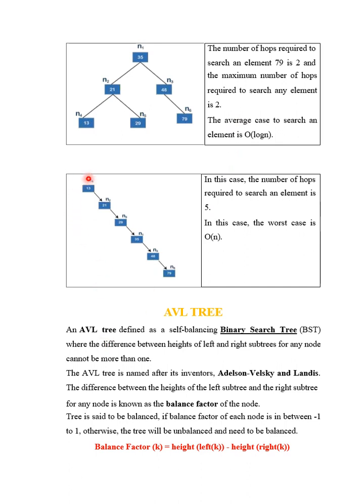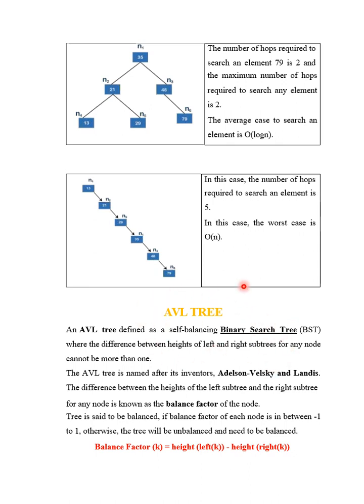But consider this case. In this case, the number of hops required is 5. So it is the worst case complexity of order of n. However many nodes there are, you have to search that many times. So the worst case complexity is order of n. To avoid this computational overhead, we are going for a balanced binary search tree.